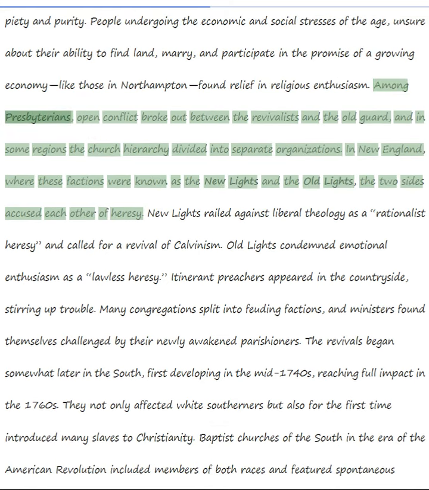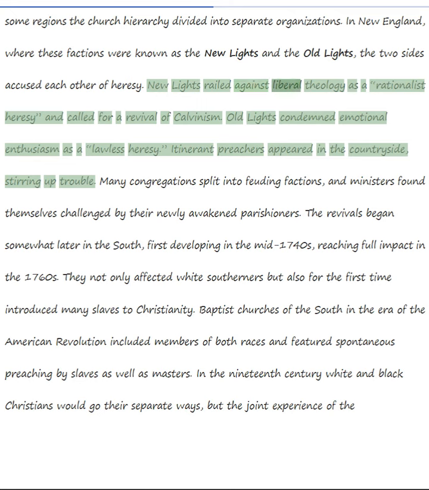Among Presbyterians, open conflict broke out between the revivalists and the Old Guard, and in some regions the church hierarchy divided into separate organizations. In New England, where these factions were known as the New Lights and the Old Lights, the two sides accused each other of heresy. New Lights railed against liberal theology as a rationalist heresy and called for a revival of Calvinism. Old Lights condemned emotional enthusiasm as a lawless heresy. Itinerant preachers appeared in the countryside, stirring up trouble.